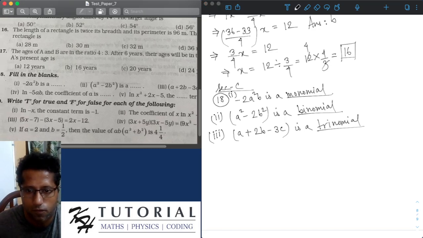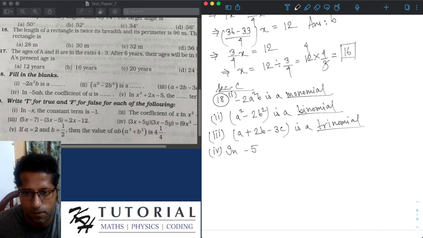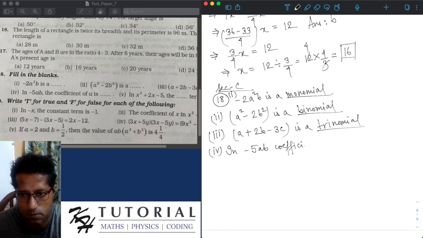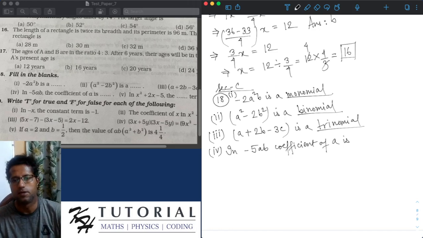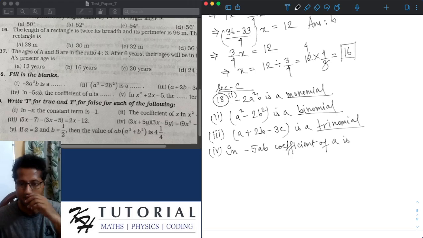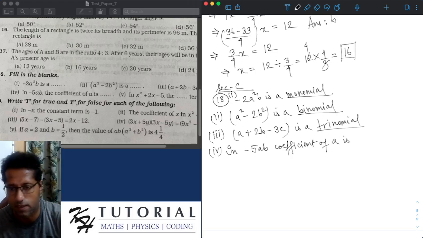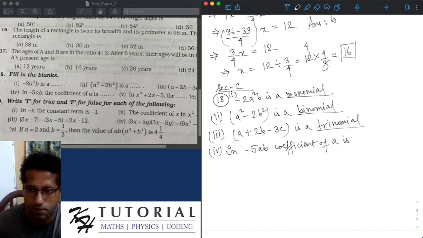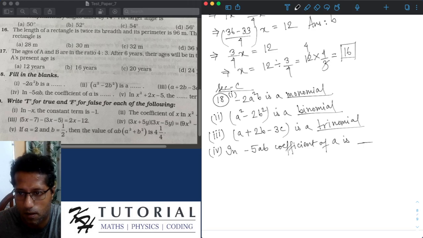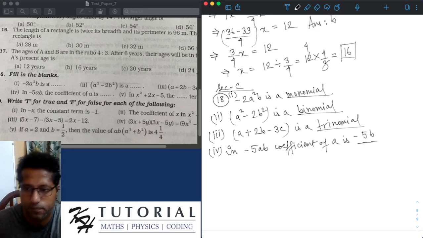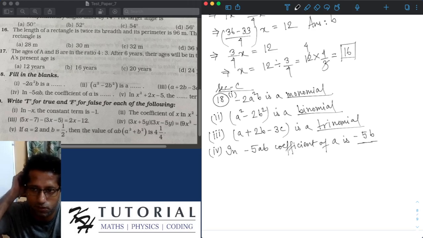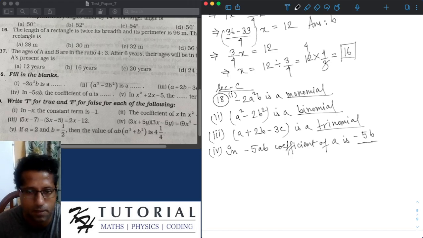Okay. Part 4. In minus 5ab, the coefficient of a is obviously everything else in the term. If we ignore the a, if we remove the factor a, whatever is remaining is the coefficient, so it will be minus 5b. So minus 5b is the answer. Minus 5b is the coefficient of a in the term minus 5ab.